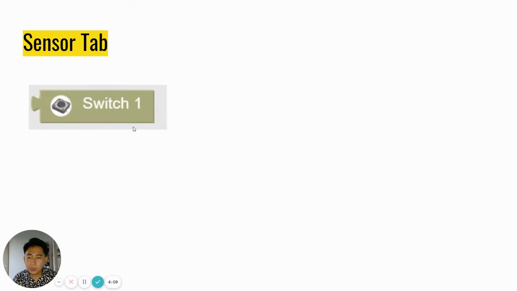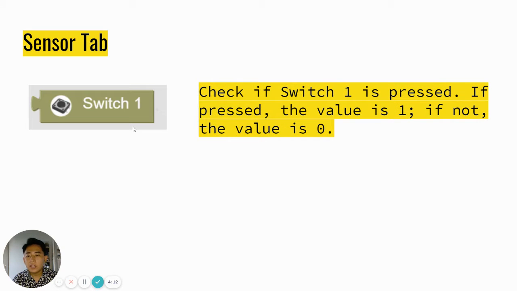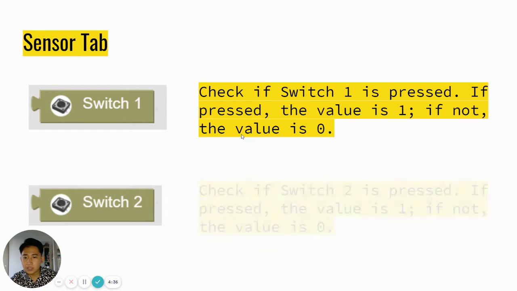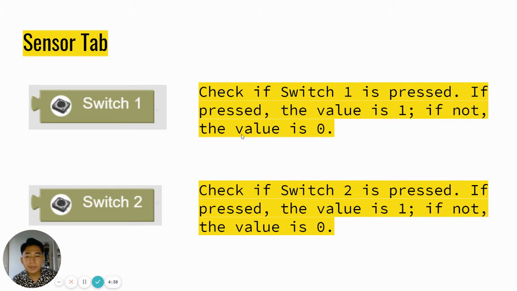Next is switch 1. Switch 1 will check or read if switch 1 is pressed, okay? So you can use switch 1 if you want to know if it is being pressed or not. If switch 1 is pressed, the value is 1. If not, the value is 0, okay? And switch 2 will check if switch 2 is being pressed. If being pressed, the value is 1. If not being pressed, the value is 0, okay?